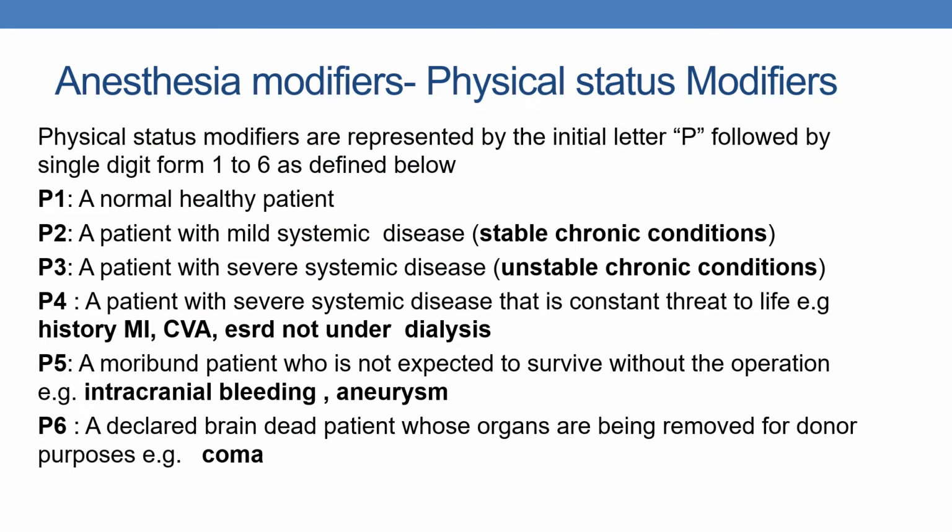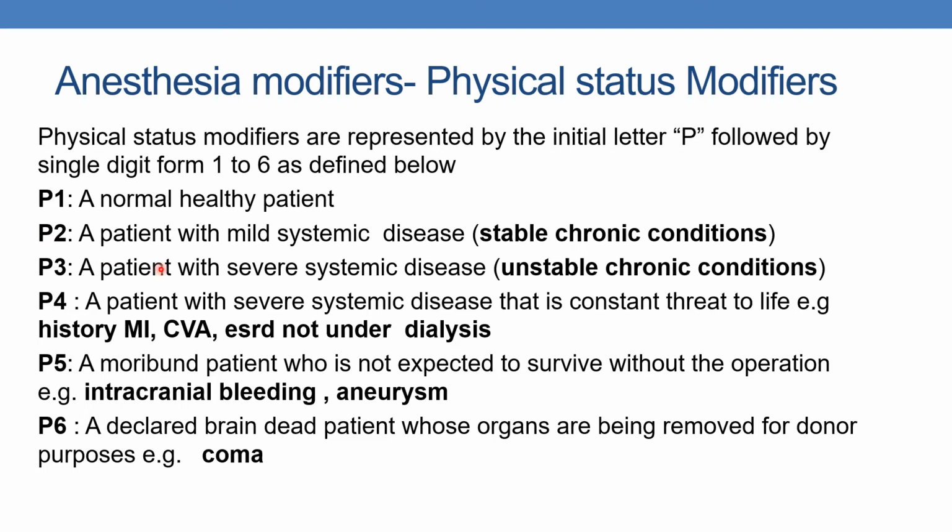Now coming to anesthesia modifiers. Let us first discuss physical status modifiers. As the name indicates, these modifiers indicate the physical status of the patient. Physical status modifiers are represented by initial letter P followed by a single digit from 1 to 6 and are defined as below. P1 modifier indicates a normal healthy patient.